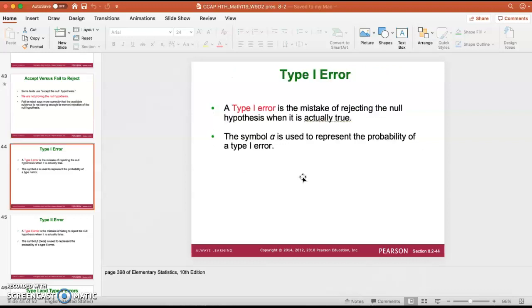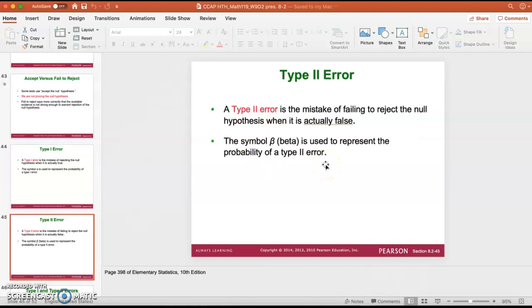Now, there are also types of errors that can occur with hypothesis tests. This type 1 error was mentioned a little before. This is that alpha level. It's basically the probability of the mistake of rejecting the null hypothesis when it is actually true. So rejecting H naught when actually H naught is true. That's the probability of that happening, and again, that's still that alpha.